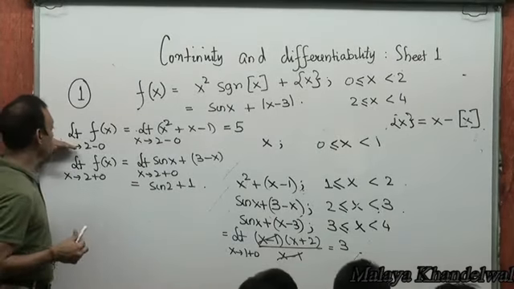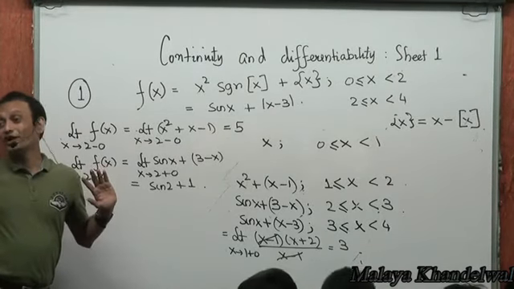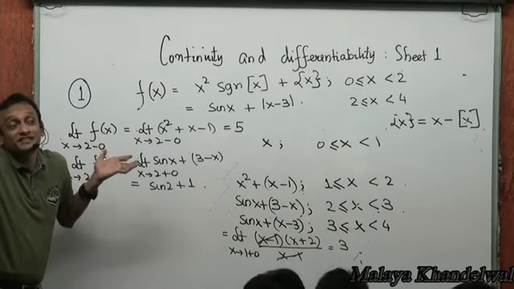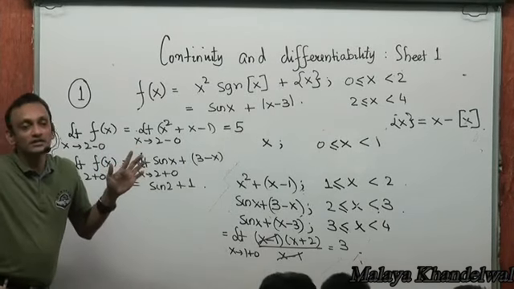So the left hand limit at 2 is not equal to the right hand limit at 2. Good riddance. We will not have to check for differentiability, right? Because it has not passed the test of continuity, right? So obviously the function is not differentiable.